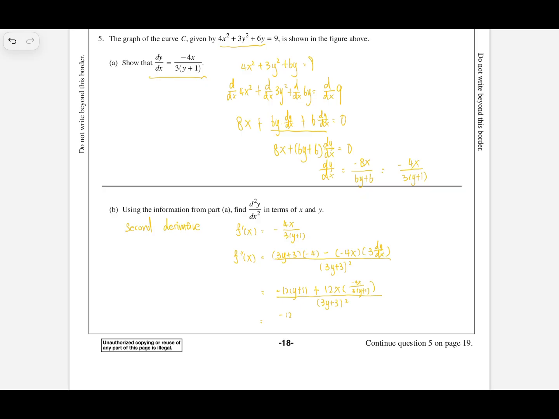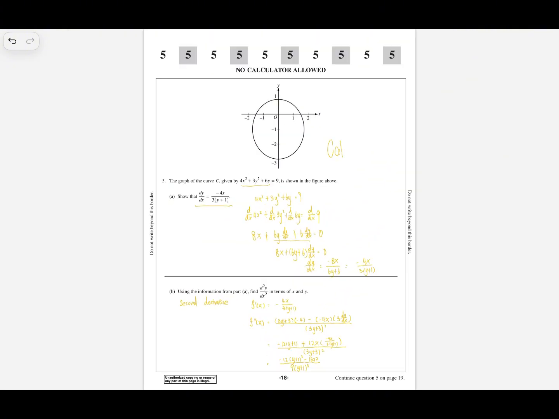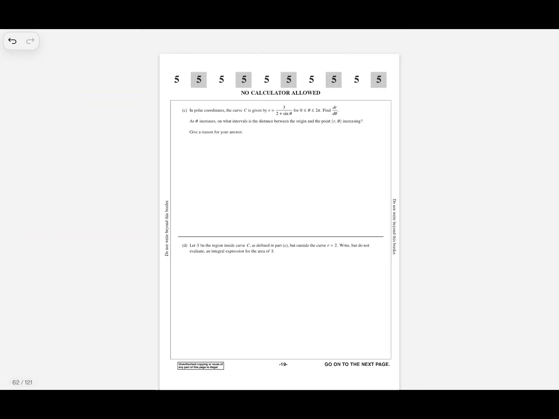To simplify, we can multiply (y plus 1) on both the denominator and numerator, and that gives negative 12 times (y plus 1) squared minus 16x squared over 9 times (y plus 1) cubed. And that's the first half of question 5, which only involves Calculus AB knowledge, and the second half will involve Calculus BC knowledge.